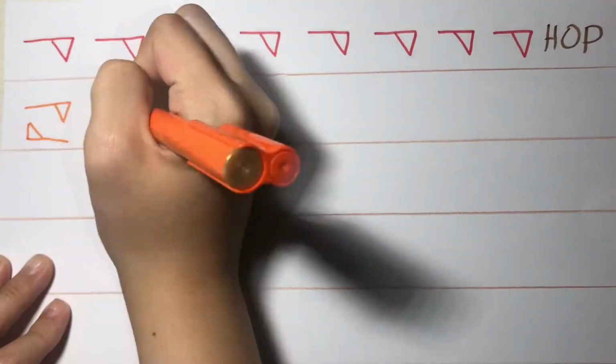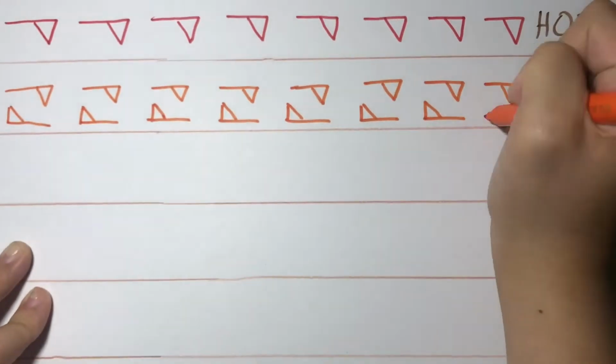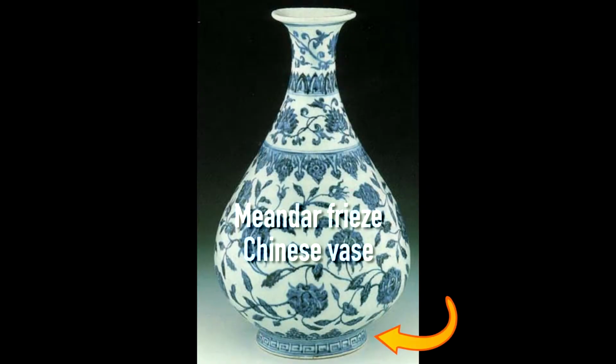The second frieze group contains translation and rotation by half-turn symmetries. Conway named this a spinning hop. For example, this is a frieze in a Chinese vase. It is translated indefinitely and the object has a rotation of 180 degrees.